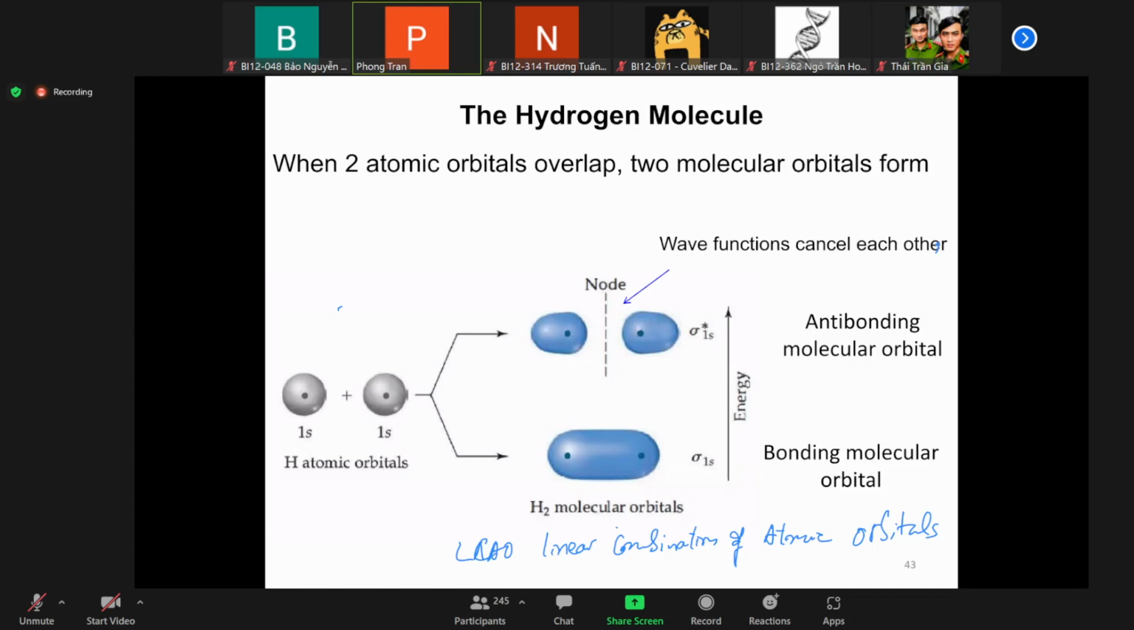In the two molecular orbitals, you have one molecular orbital with a lower potential energy. We call it the bonding molecular orbital. You have a second orbital, which has higher energy. We call it the anti-bonding molecular orbital. Okay, that's the first thing.